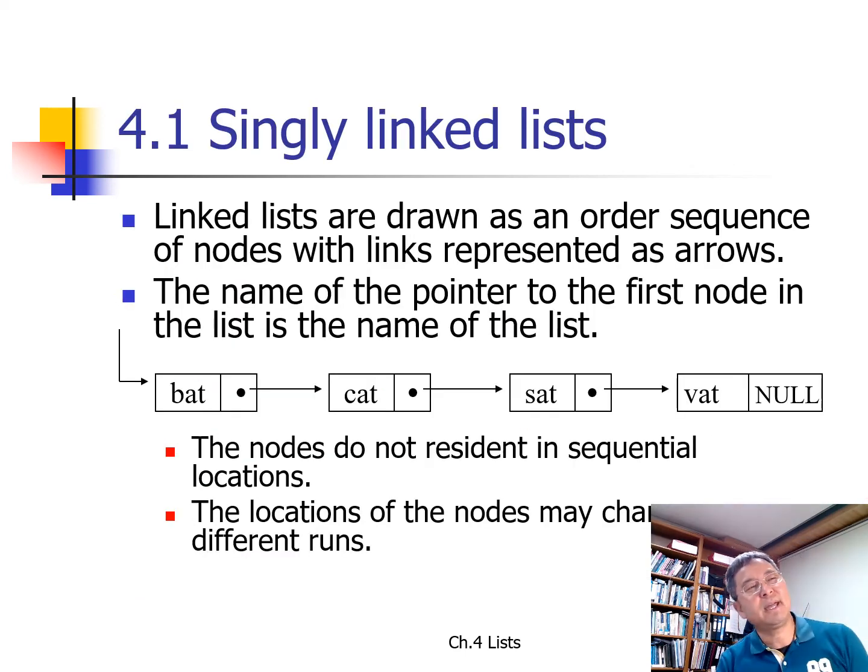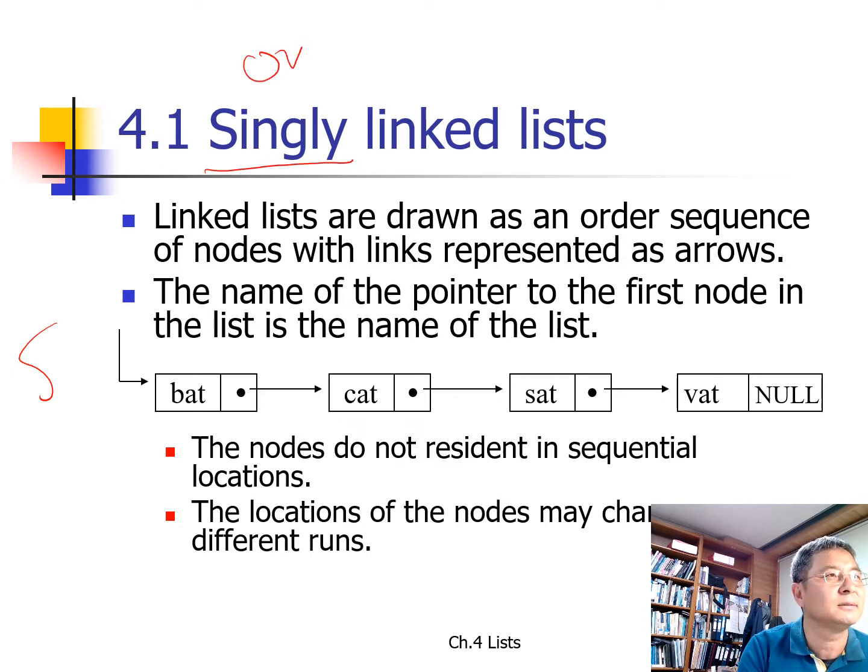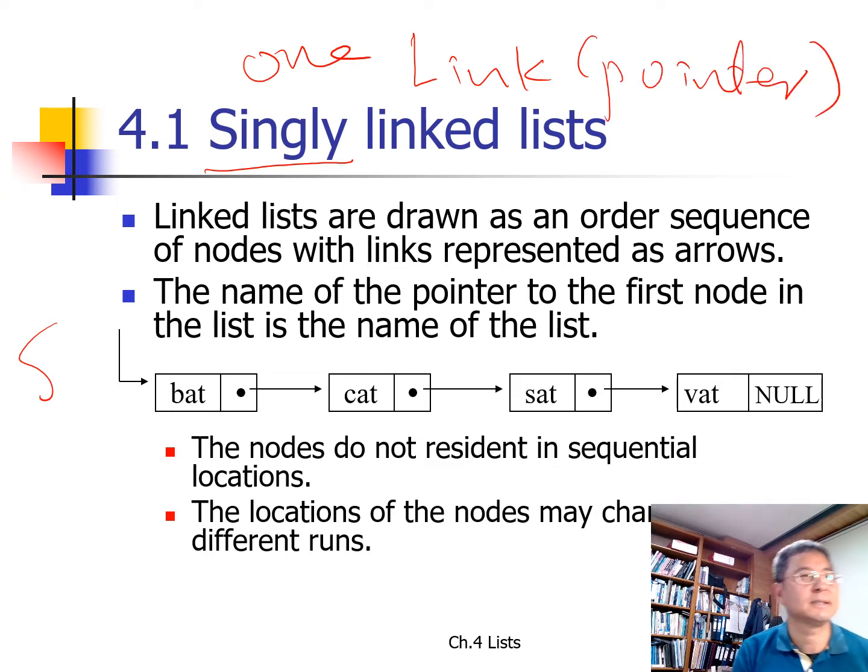Okay, now we can enter the new section. It is called singly linked list. Singly linked. Single means that it is one. So that means that there is only one link or pointer in this singly linked list. Okay, so the previous data, bat, cat, set, and the bat can be stored using this singly linked list.